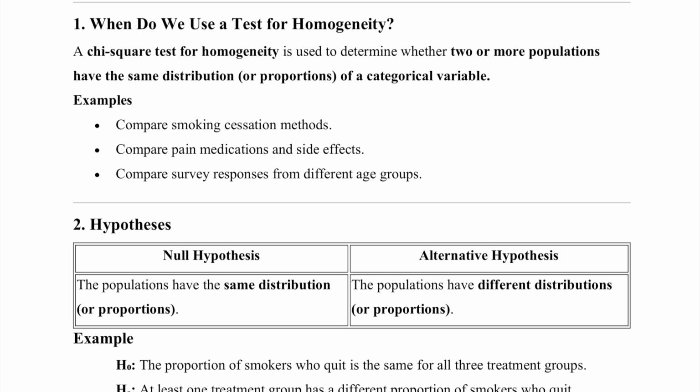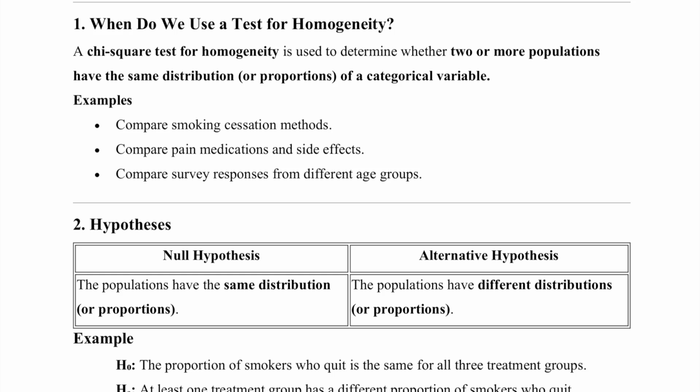The first question to ask is, when do we use a test for homogeneity? We use this test to determine whether two or more populations have the same distribution or proportions of a categorical variable. For example, we might compare different smoking cessation methods, different pain medications and side effects, or survey responses from different age groups. In each case, we are comparing multiple populations to see whether their distributions are the same.